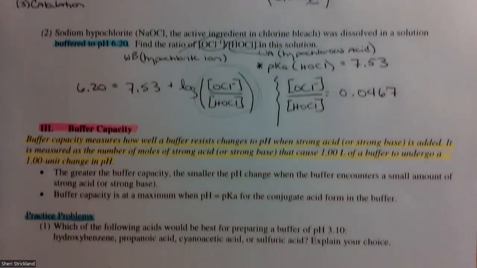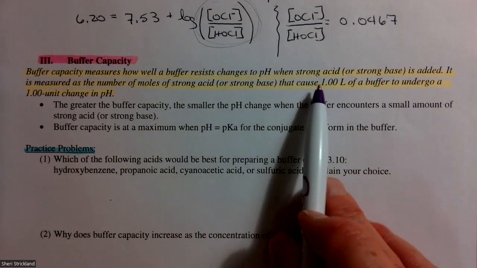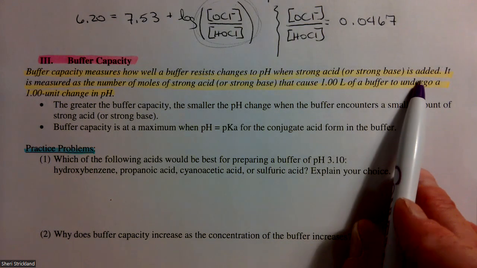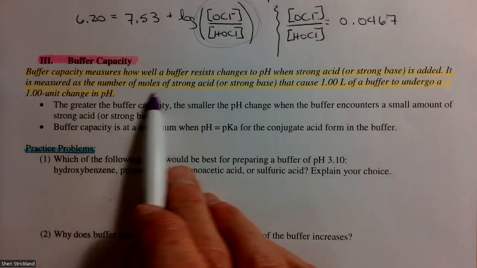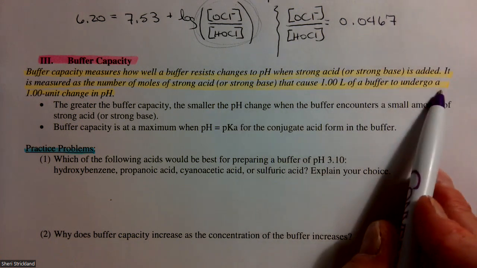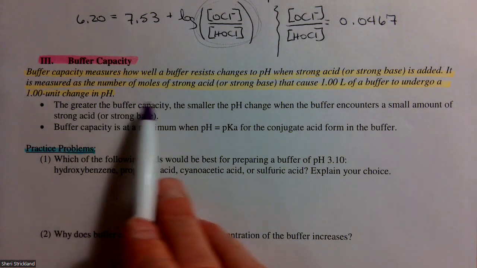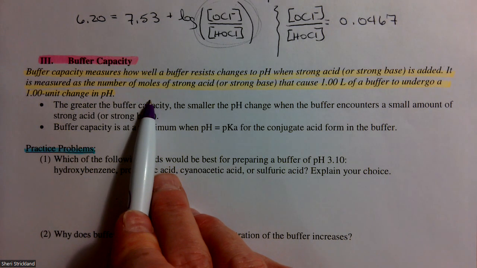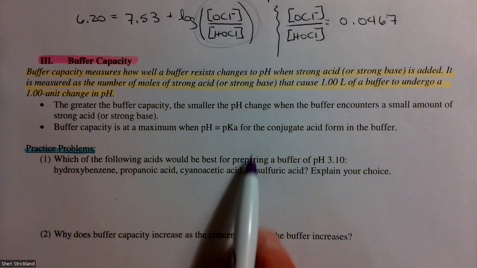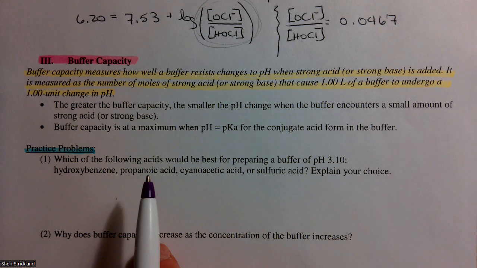So let's come on down here to buffer capacity. Buffer capacity measures how well a buffer resists changes to pH when strong acid or strong base is added. It's measured as the number of moles of strong acid or strong base that causes 1 liter of a buffer to undergo a 1.00 unit change in pH. So the big job of a buffer is to keep the pH of the surroundings stable. It happens in our bloodstream all the time.